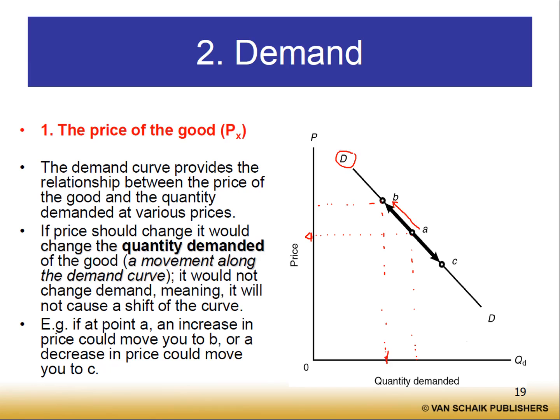Conversely, if there was a price decrease, so price goes down instead of up, down to C, we would then observe a higher quantity demanded, somewhere down here. The important point to note is that a price change results in a movement along the curve as opposed to a shift of the curve.